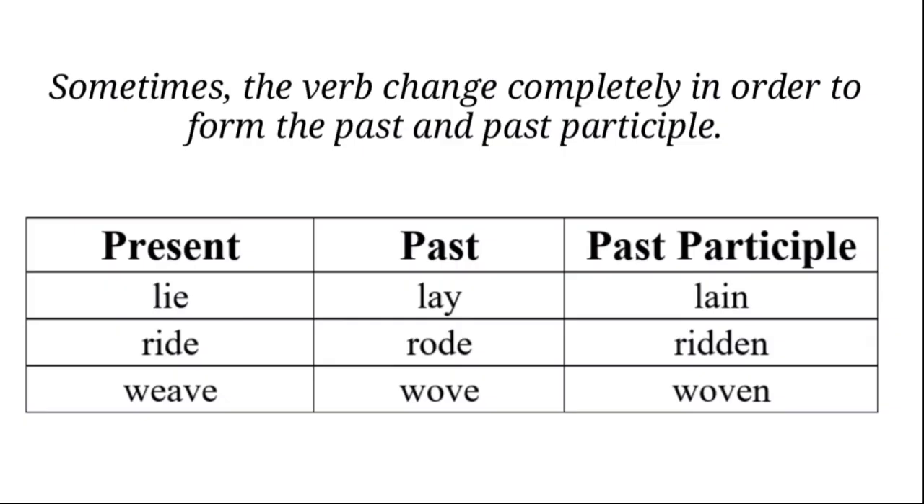Here are the rules. Sometimes in irregular verbs, the verbs change completely in order to form the past and past participle. Here are some examples. For the present, we have lie, ride, weave. Okay, now read the past and the past participle. It completely changes in spelling. What about the other rule?